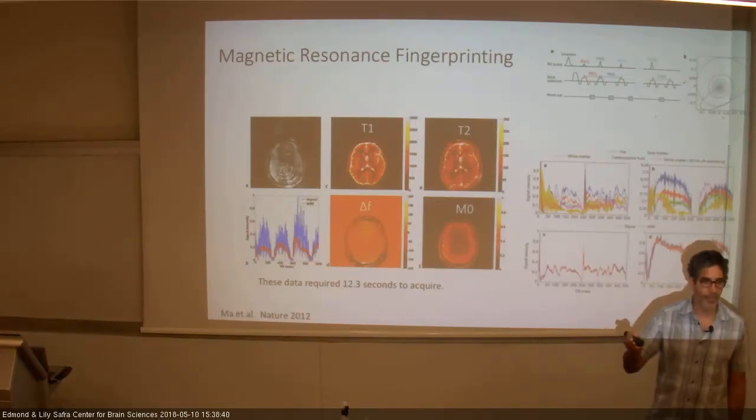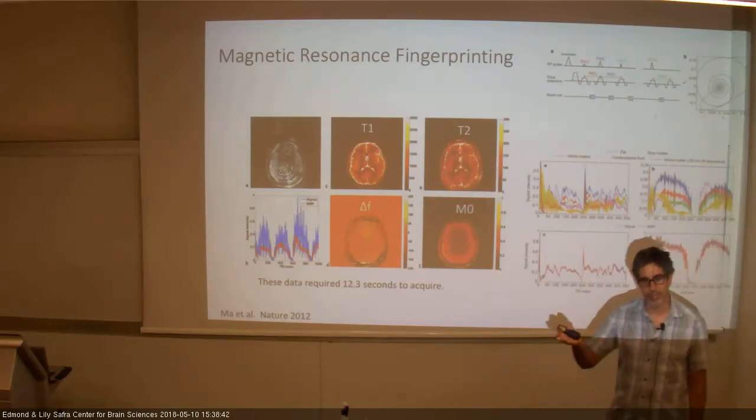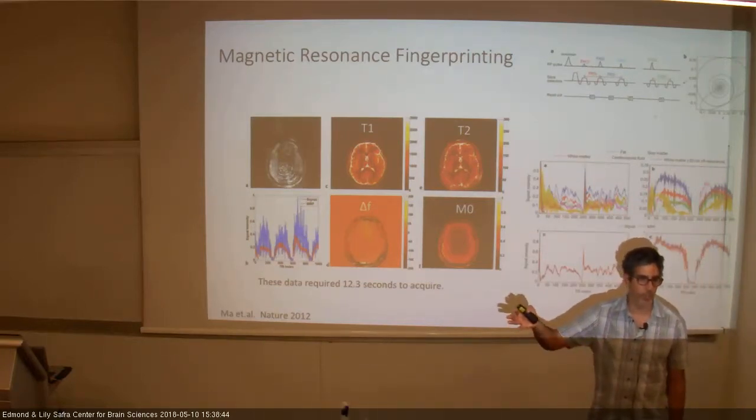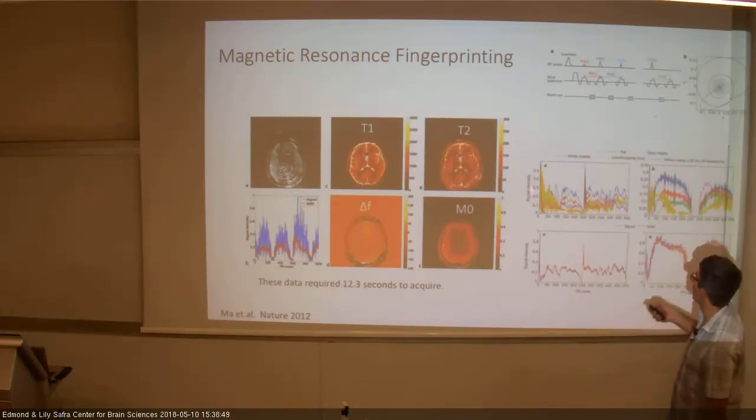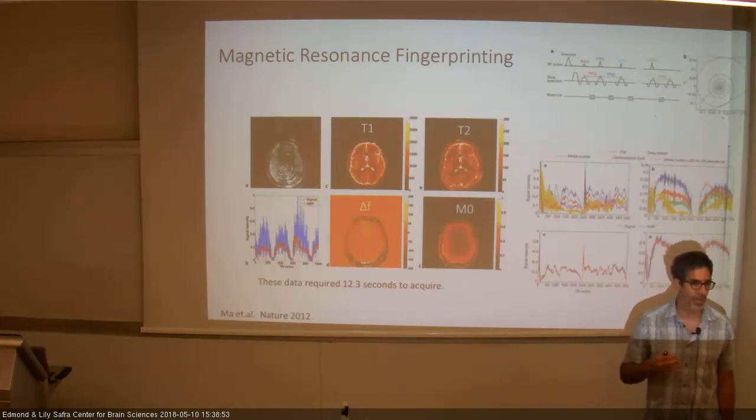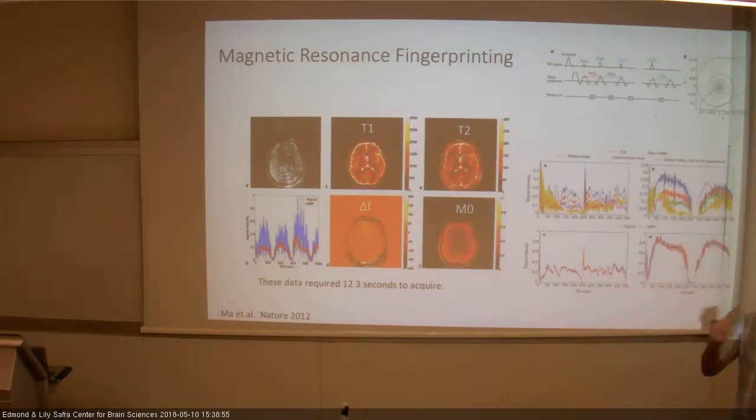They solve them many times. They create a dictionary of solutions, and they ask, how similar is my signal, which was varied in time in a crazy way, to the solutions that I made to those differential equations in time, and they pick the best fit for each position. By that they're getting a T1 map, a T2 map, a proton density map, and suddenly that becomes very fast.